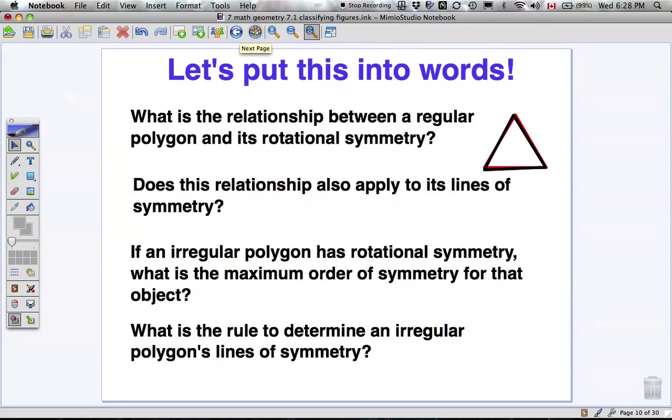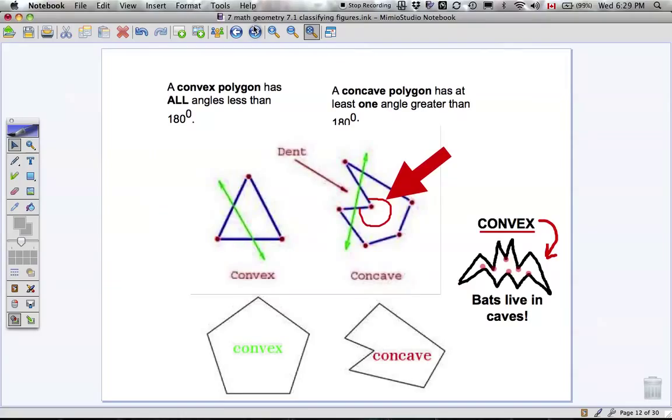So we're looking at relationships, and I think you're probably figuring this out already, that if you've got a regular polygon like an equilateral triangle, it's going to have rotational symmetry. Well, first of all, it has 3 sides. It's going to have rotational symmetry of 3. It's also going to have line symmetry of 3. So there's some kind of relationship going on there. I bet you can figure that out.